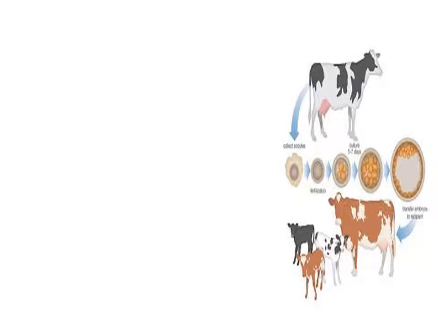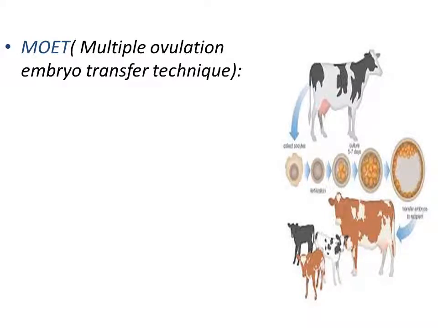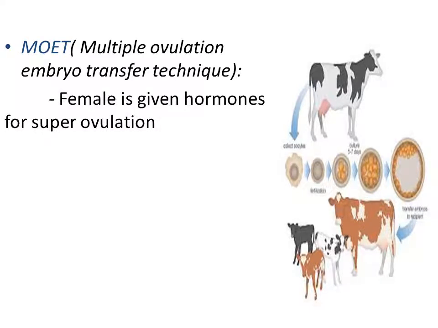One more controlled breeding experiment is MOET. What do we mean by MOET? MOET is nothing but the multiple ovulation embryo transfer technique. In this case, they inject the female cattle with a hormone. When the hormone is administered into the female cattle, it promotes super ovulation, because the hormone has FSH activity.